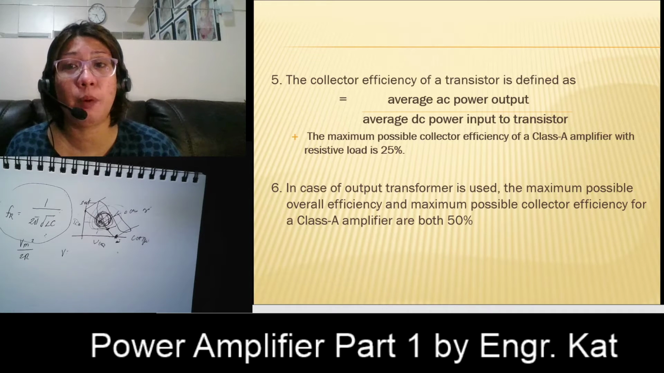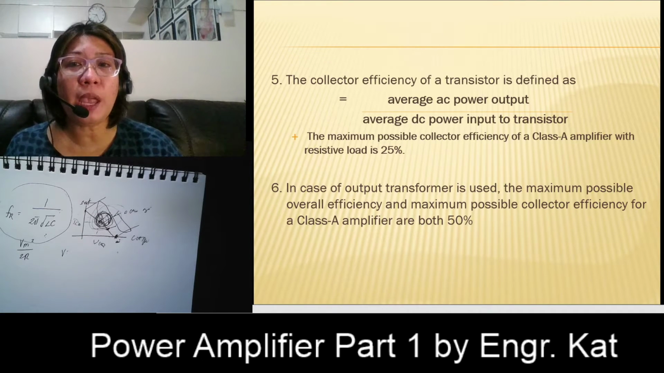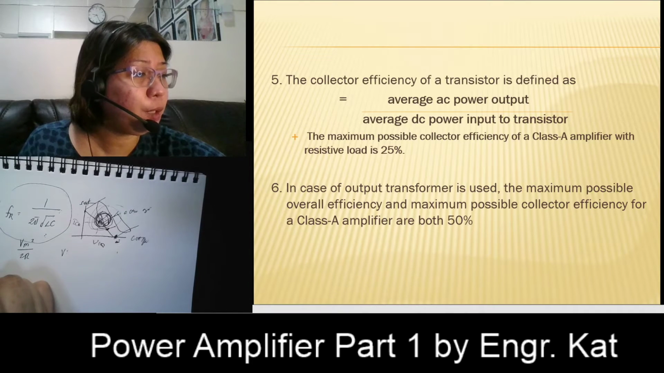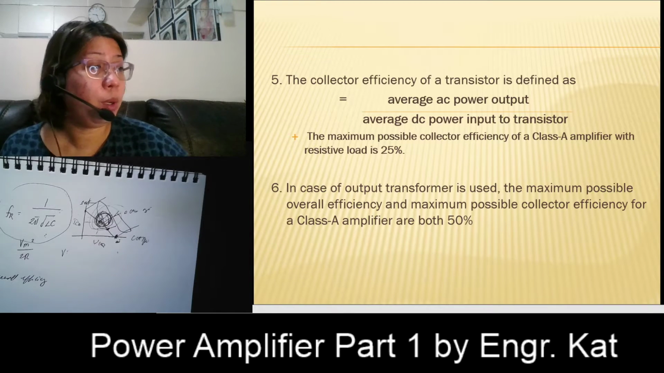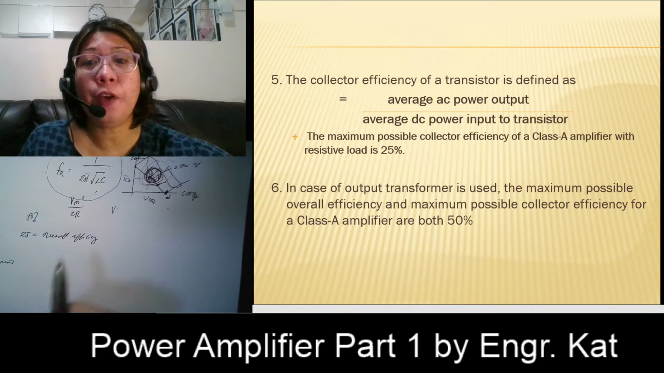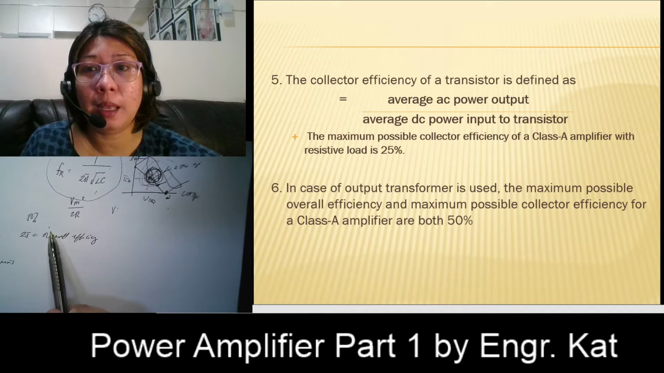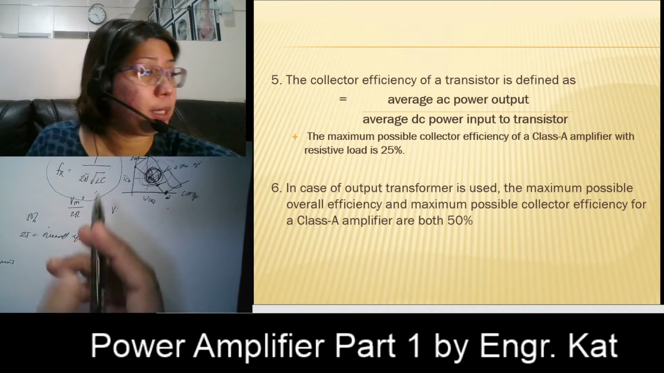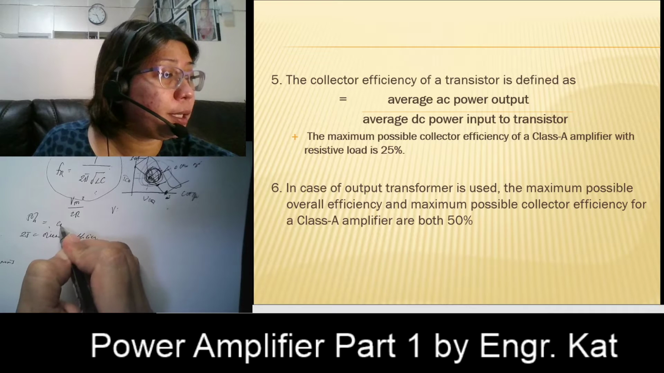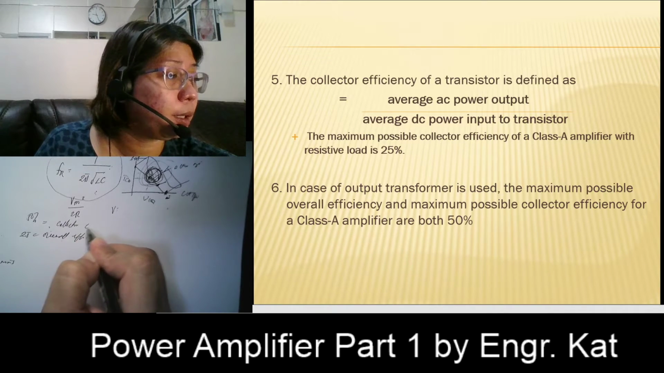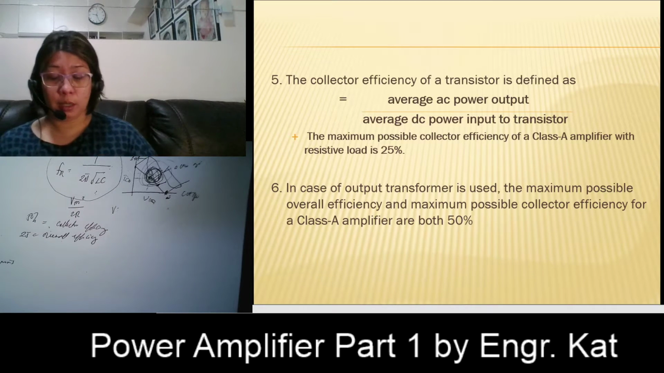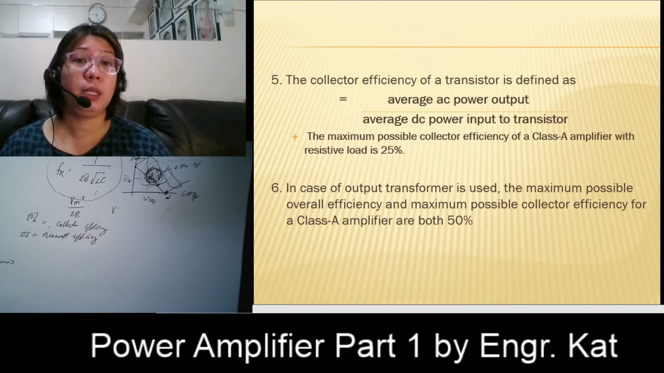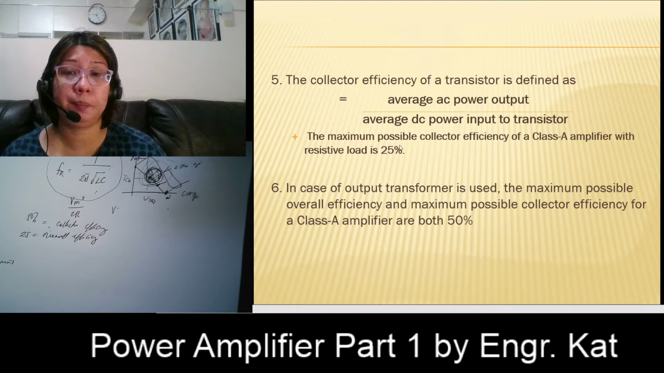So this is one type of amplifier. The 25% maximum theoretical value is for the overall efficiency, but for collector efficiency, it is 50%. Kindly take note of that. I have this wrong, no? So this must be 50%.